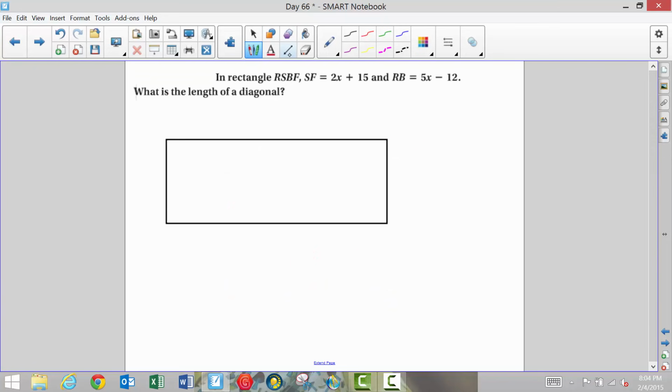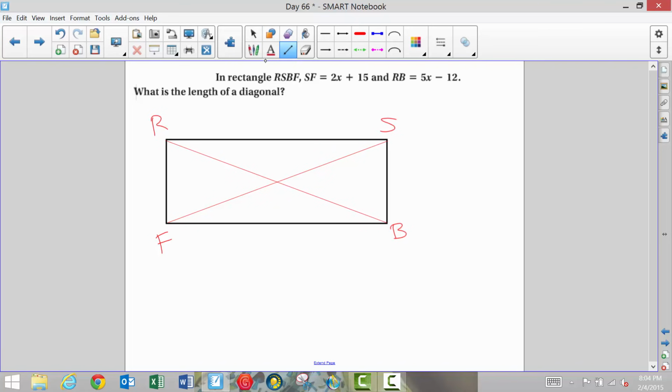Let's use a property of a rectangle. So I have rectangle RSBF. Let's draw on my diagonals. So I give you SF and RB. Well, SF is a diagonal, so that's a diagonal. I know RB is also a diagonal, so it's a rectangle.